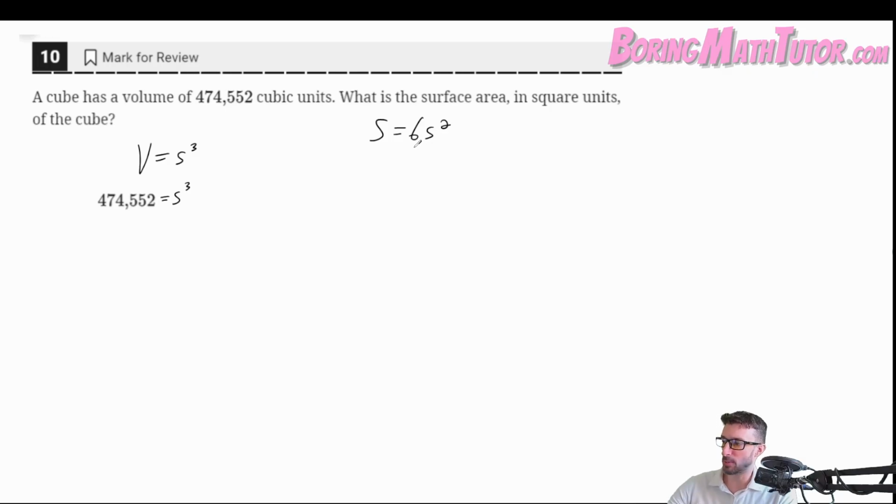And that's because if you happen to have, let's say, a tissue box or something like that, it's got 6 faces to it. If it's a cube, all of them are the same. So then you just do 6 times s squared.